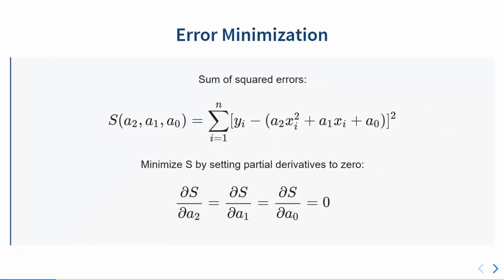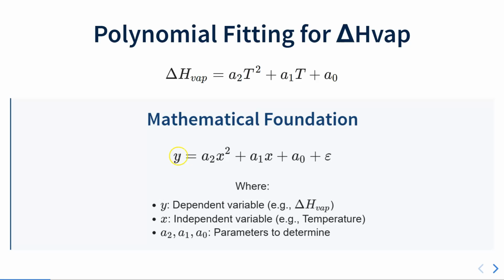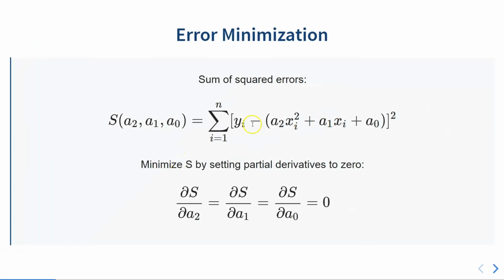Then error minimization. Here y is our observed value, and after fitting the data and getting a2, a1, a0, that will be the predicted y. If I subtract the predicted from y, we get the error. Then we take the square and add all these errors. Our target should be to minimize the error. Here S is the error that depends on a2, a1, a0, equal to the summation from i equal to 1 to n of (yi minus (a2 xi square plus a1 xi plus a0)) whole square.